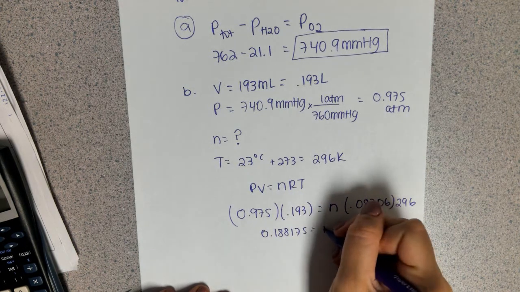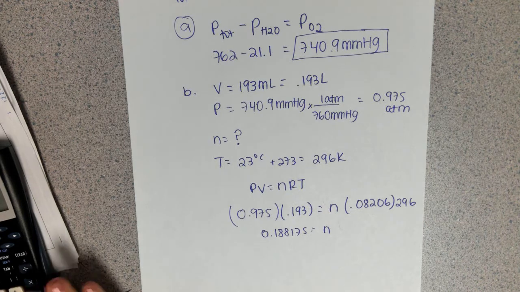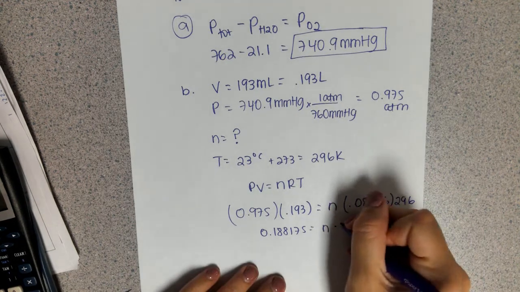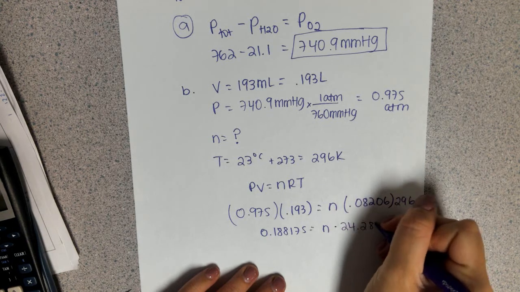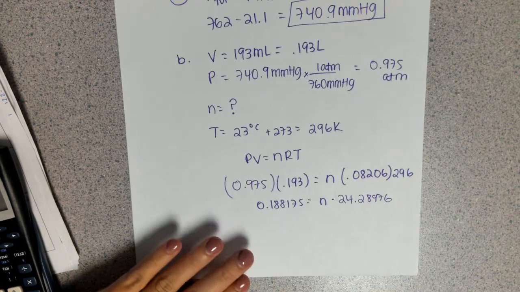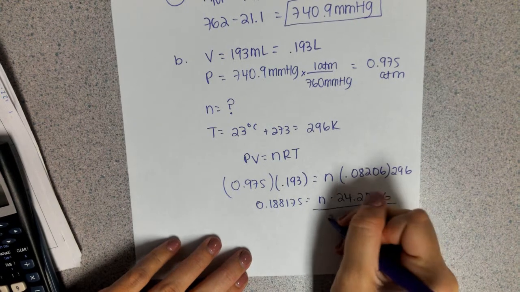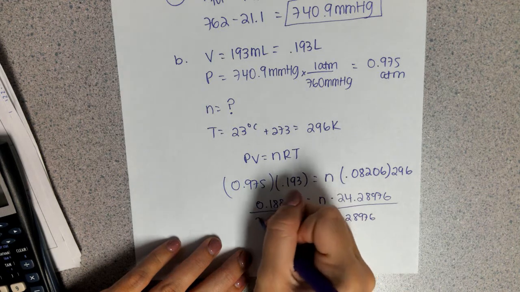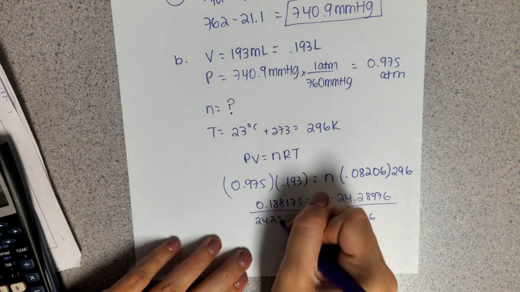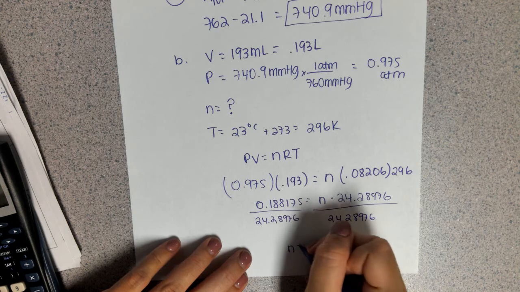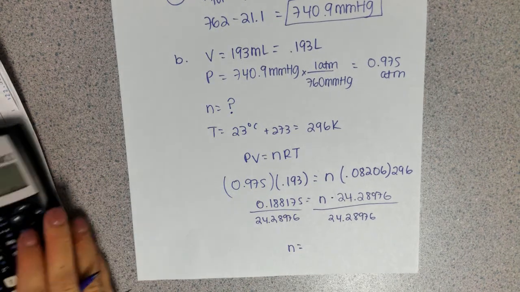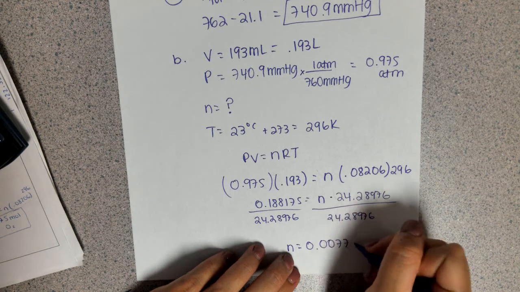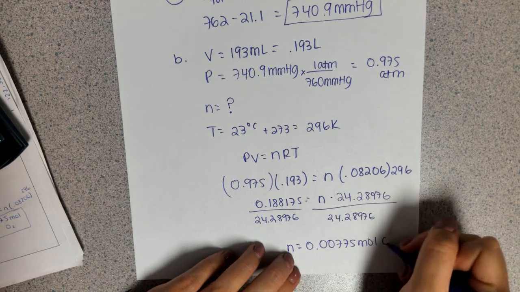.188175 equals N times 24.28976, and then to solve for N, I'm going to have to divide each side by that 24 number. And we get N equals 0.00775 moles of O2.